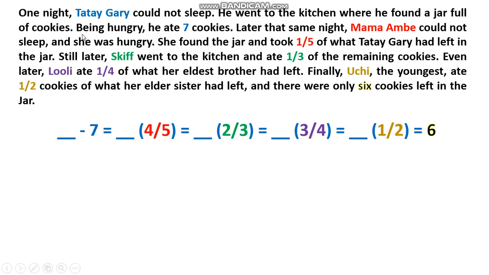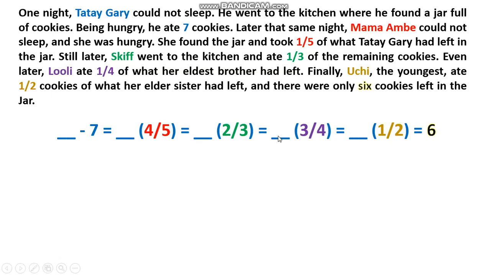Then, since si Mama Ampe, kinain niya yung 1/5 nung tira ni Tatay Gary, so basically, from the unknown result dito, i-multiply natin siya sa 4/5 kasi nga, yung 1/5 ang kinain ni Mama Ampe. So, may natitira pang 4/5 of cookies in the jar. At yung tirang yun naman yung nakita ni Skip kung saan 1/3 of that ang kanyang kinain. So, that is why we multiply the unknown number of cookies, dun sa remaining cookies after makain ni Skip ang 1/3, which is 2/3.